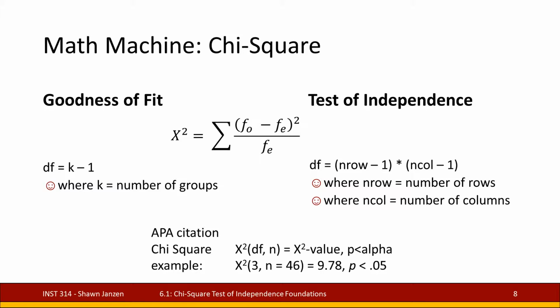In the test for independence, it's a little bit different. In this case, it's still a k minus 1, but we have k's for both the IV and the DV. So what we're looking at is a k minus 1 times a k minus 1, which translates to the number of rows minus 1 times the number of columns minus 1. What is the same is the citation. If you can do the APA citation for goodness of fit, it's the exact same for a test for independence.